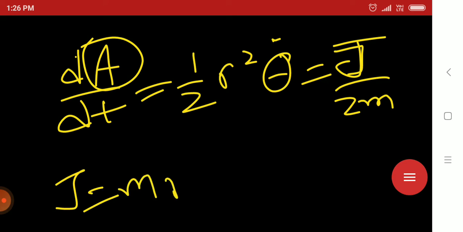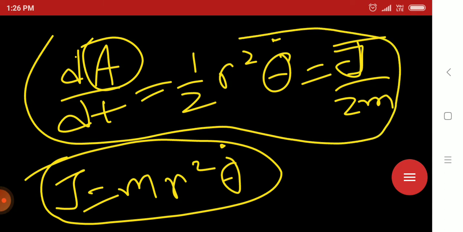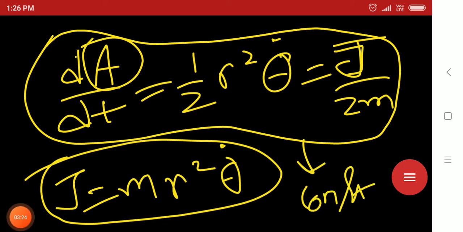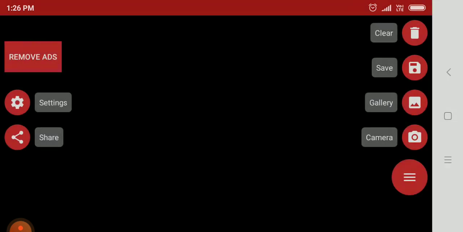J equals m r square theta dot, which we have got as the first integral of motion. So dA by dt equals half r square theta dot equals J by 2m. This term will be constant. This is Kepler's second law. Nothing is too difficult in this case. Gravitational force is a central force, and this statement is given by conservation of angular momentum in a central force field. So this is the mathematical expression of Kepler's second law.